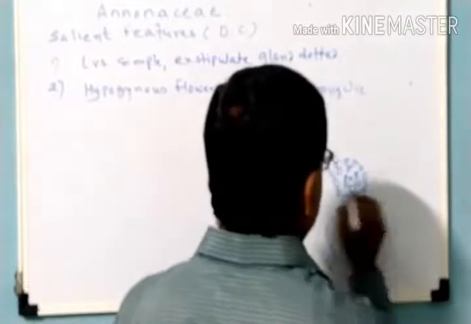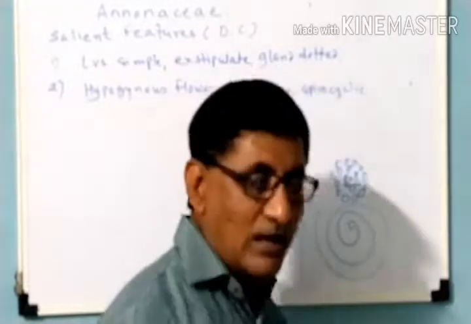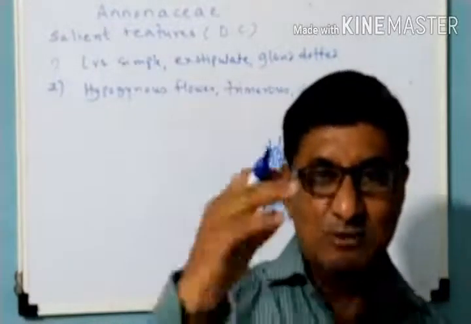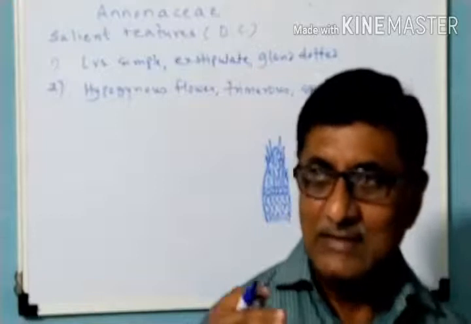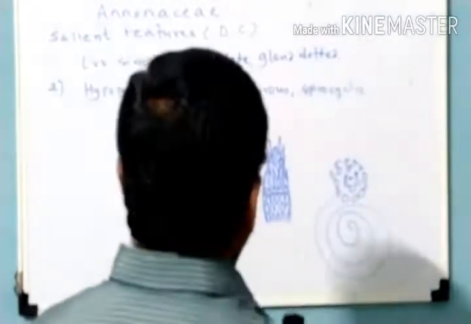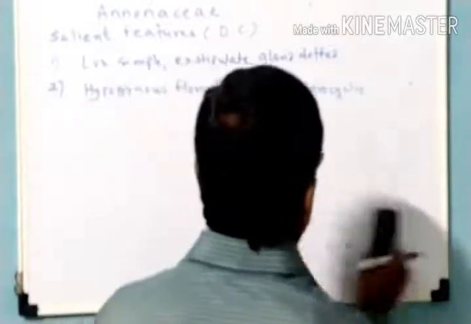The stamens are present on the lower half of the convex thalamus and the gynoecium is present on the upper half of the convex thalamus, in a spirocyclic manner. So that is what a spirocyclic condition is.